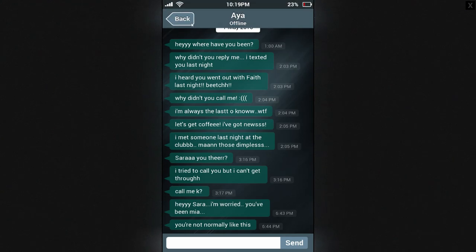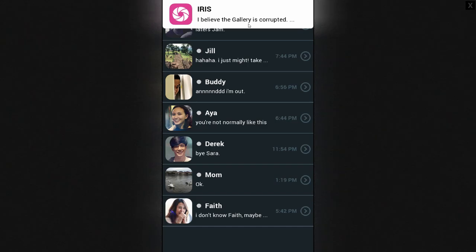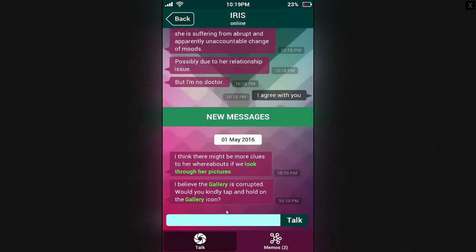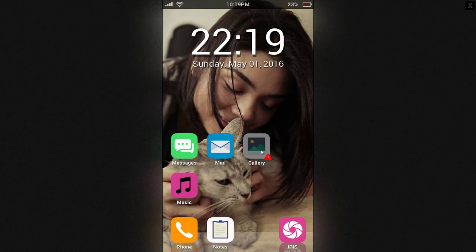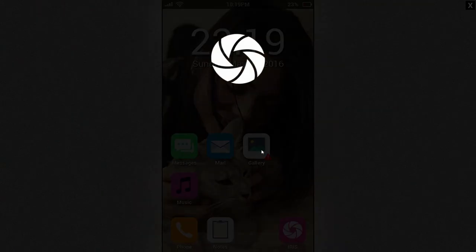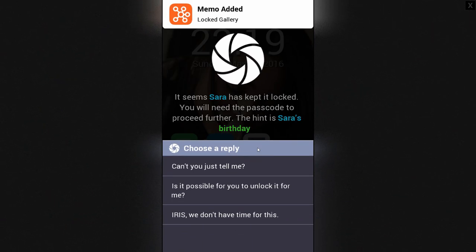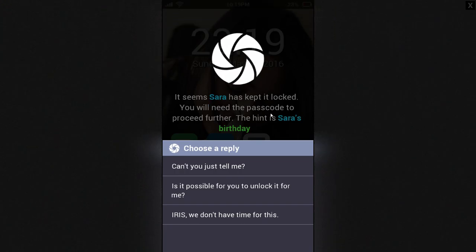I think there might be more clues. I believe the gallery is corrupted. Would you kindly tap and hold the gallery icon? Please wait while I find what's wrong. I was already ahead of you, but you would not let me. It seems Sara has kept it locked. You will need the passcode to proceed further. The hint is Sara's birthday.